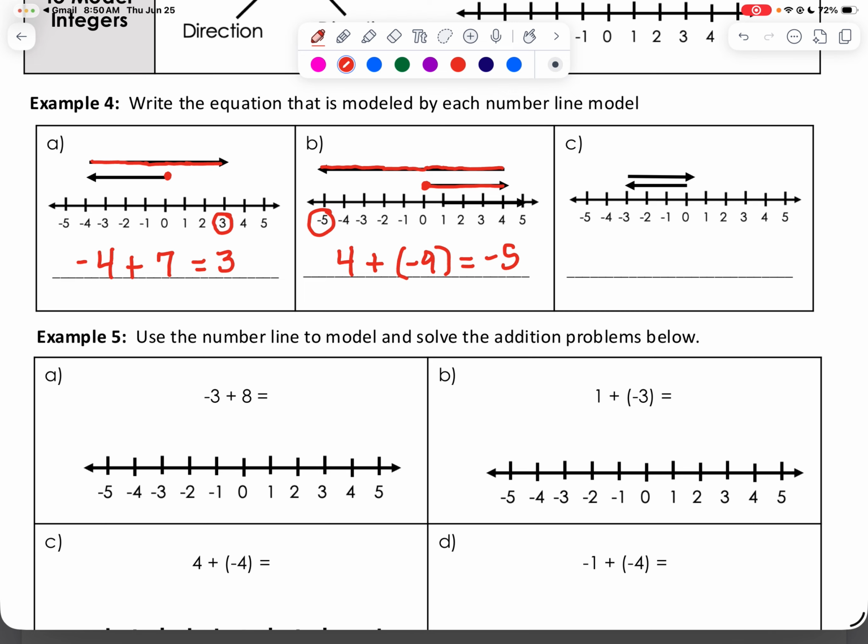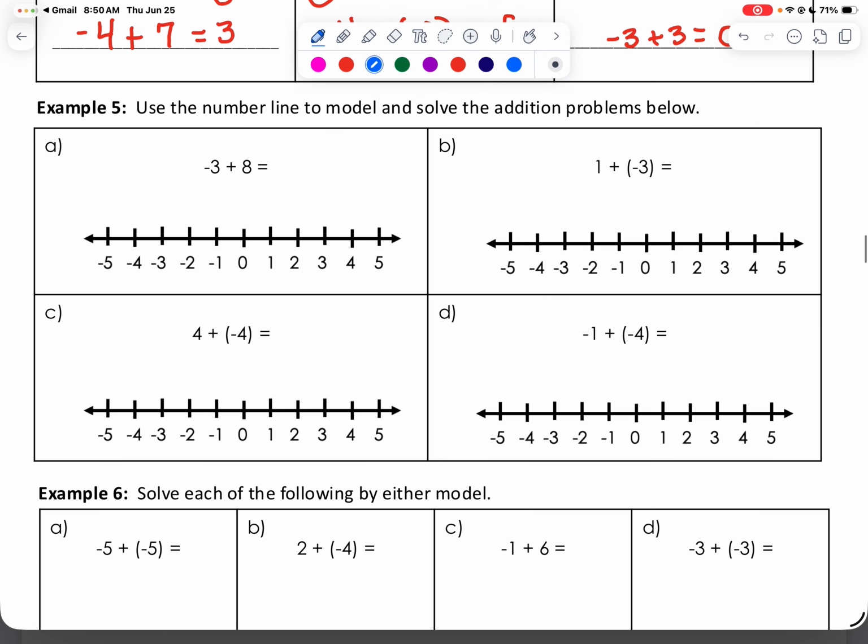All right, pause the video and try problem C on your own. When you're finished, come back and check your answer. All right, welcome back. So they started at 0 and moved left 3. So that's negative 3. Then they moved to the right 1, 2, 3. So that's positive 3. And they landed at 0. So negative 3 plus 3 is equal to 0. And think about it. That's like having 3 negative counters and 3 positive counters. Well, every one of those is going to zero out and leave you with nothing.